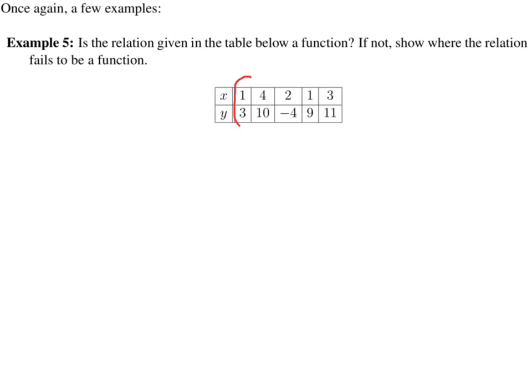So then you notice we've got something funky going on when x is 1. It goes to 2 different y values. It goes to 3 and 9, and that is why it is not a function. All right, so that's an example of a function not actually being a function. So it's not an example of a function. It's an example of a not function.